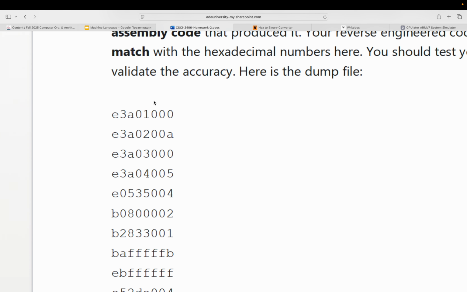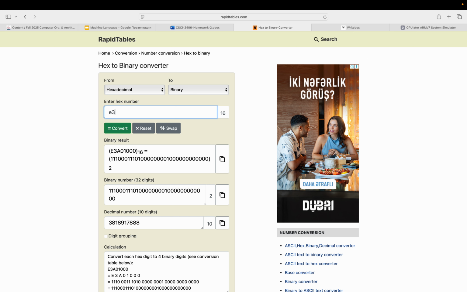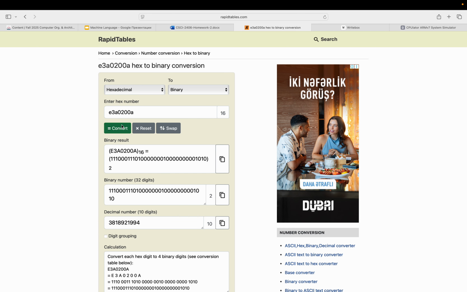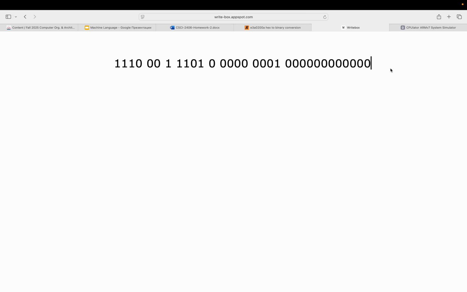The second one is this one. Yeah, so it's E3A0200A. One second, let me be sure that I've done it correctly. Yes, it is correct. So let's write it here. Okay.